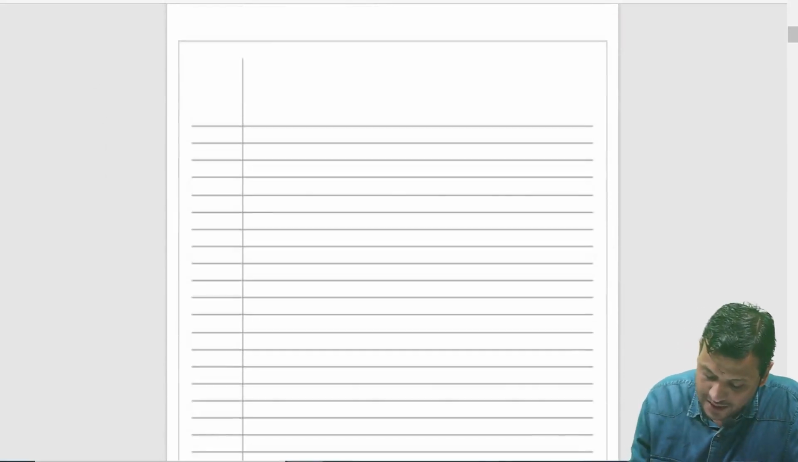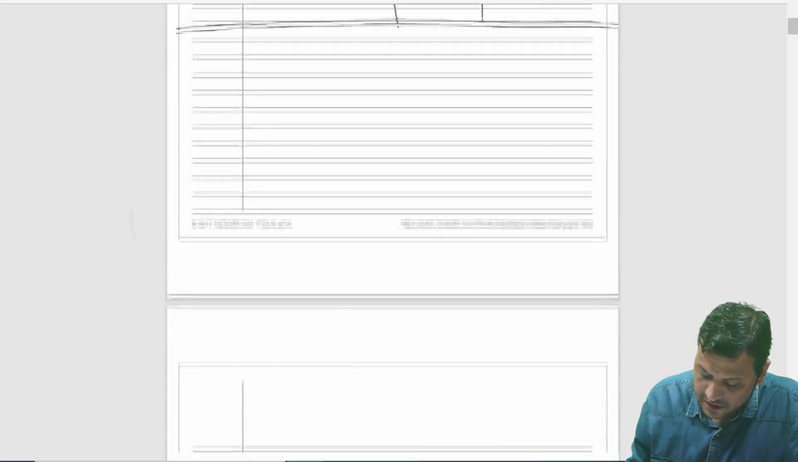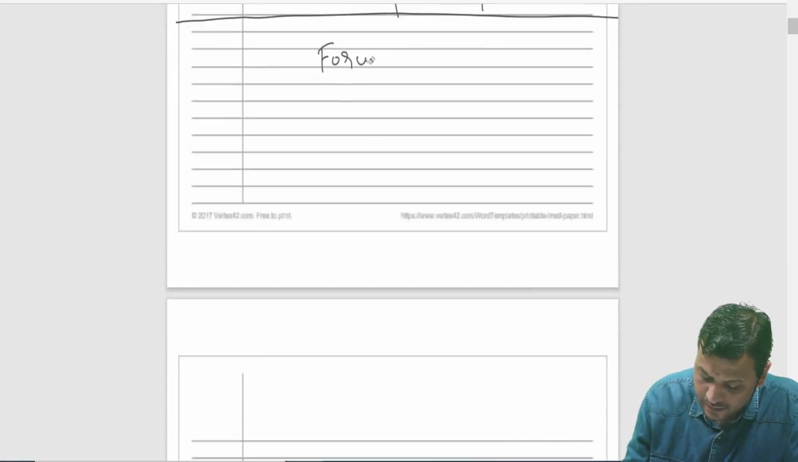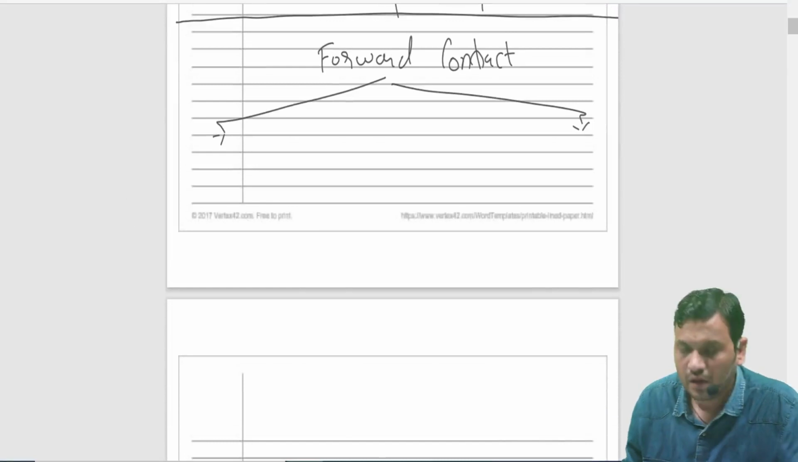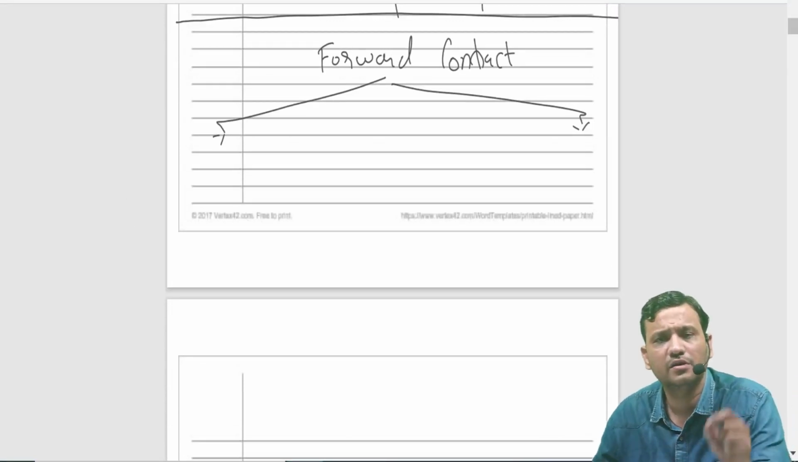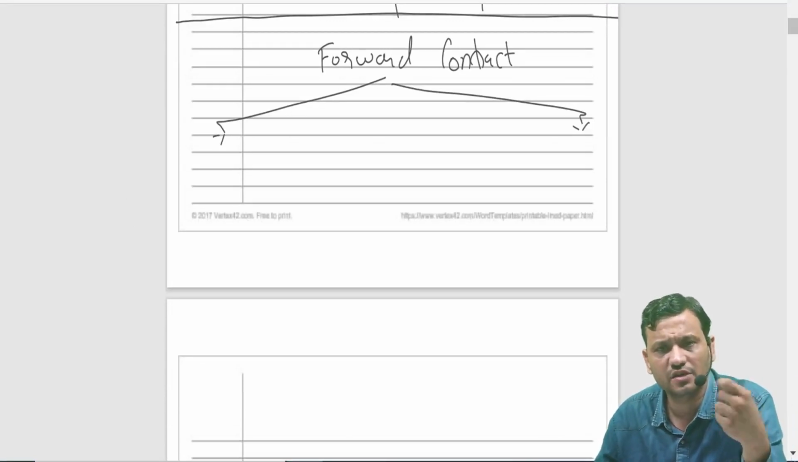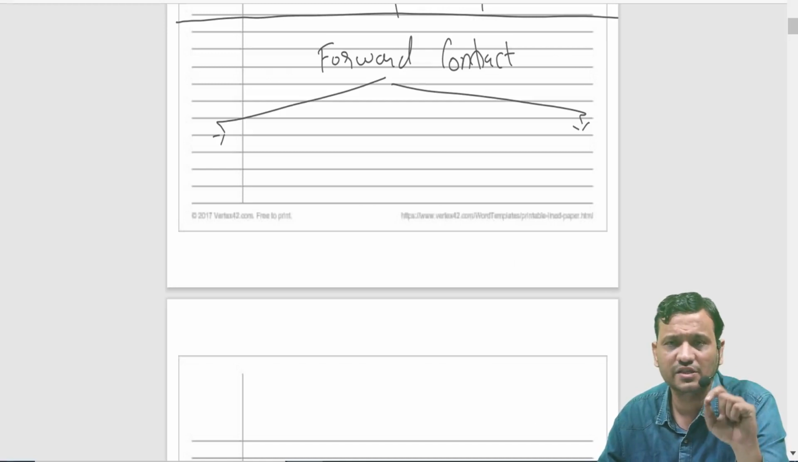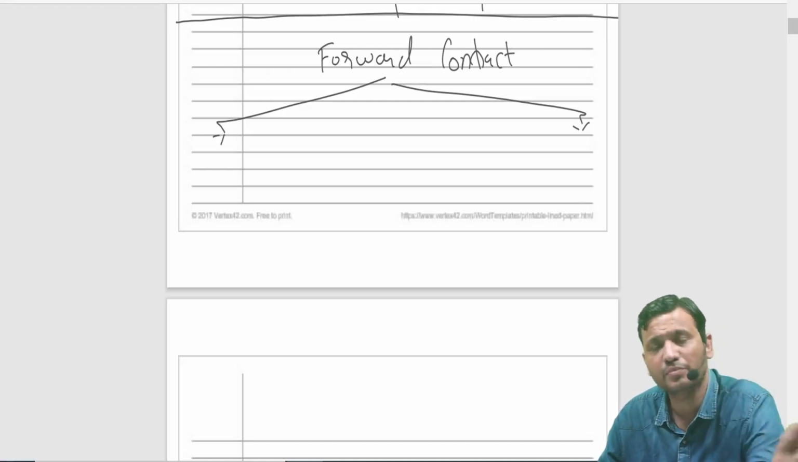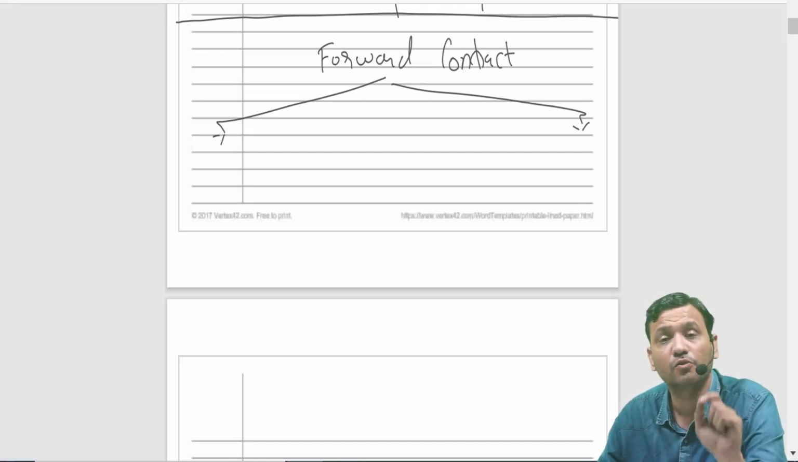Now coming on to the last area, that is forward contract. Forward contracts are of two types. Basically, what is a forward contract? Nothing but a contract entered to exchange currency on a particular date at a particular rate. So I'm going to exchange my currency. I'll give you dollars, I'll get rupees, or vice versa. That is referred to as a forward contract.